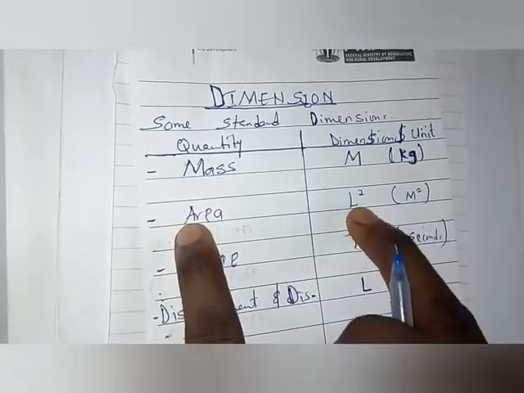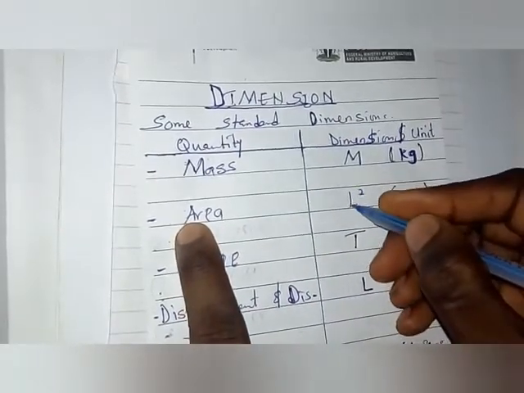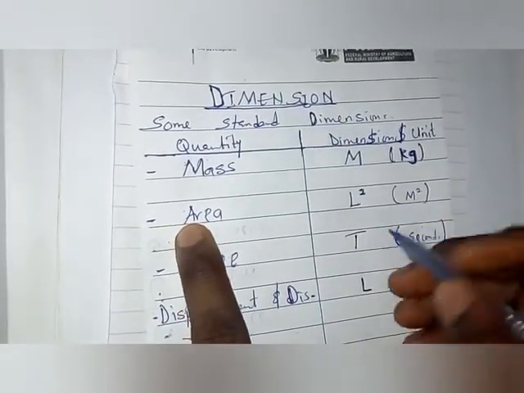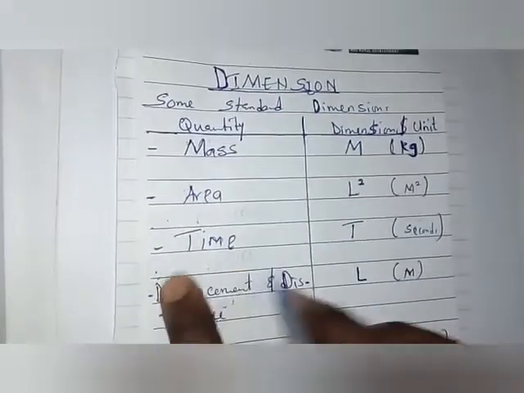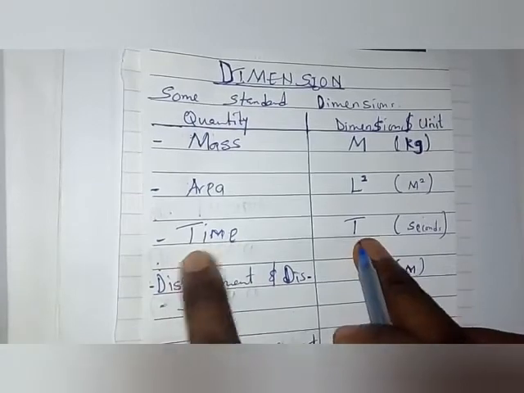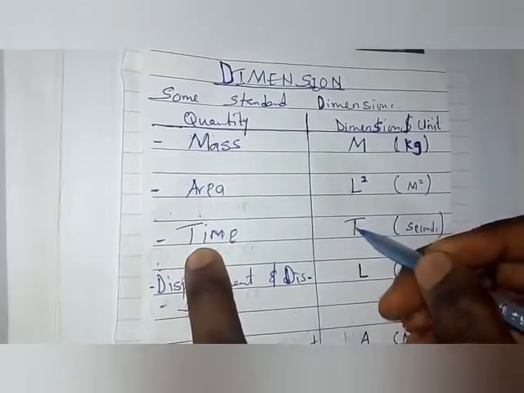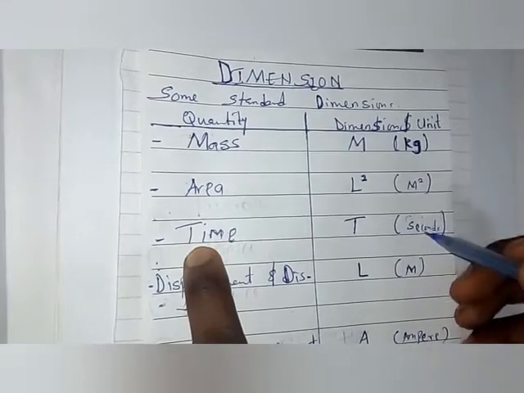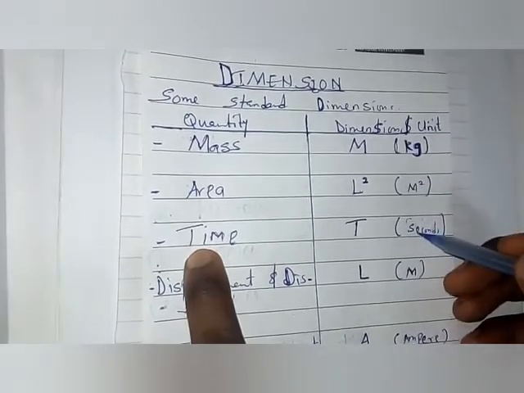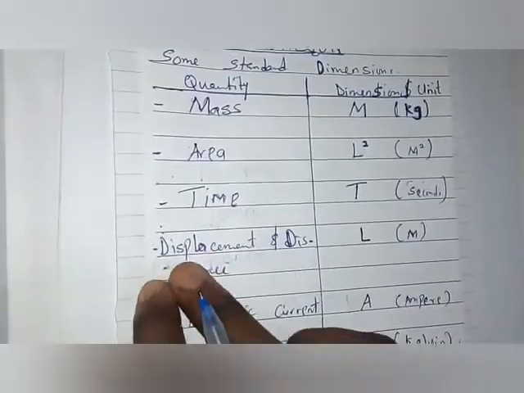Then we have area. The dimension for area is L squared, that is length squared, and the unit is meter squared. For time, in dimension we use capital T, which means time, and the unit of time is seconds.